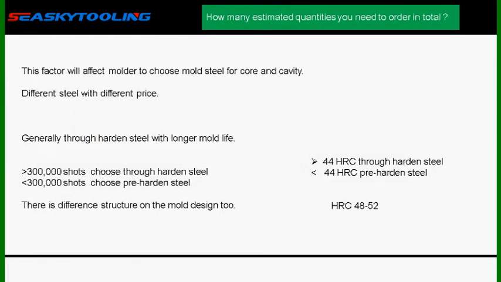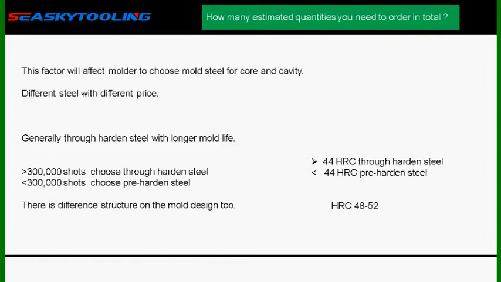How many estimated quantities you need to order in total? This factor will affect the model to choose a model steel for core and cavity. Different steel with different price. Generally, through hardened steel has longer model life. If your model life is more than 300,000 shots, you may choose through hardened steel. If it is less, you may choose pre-hardened steel.